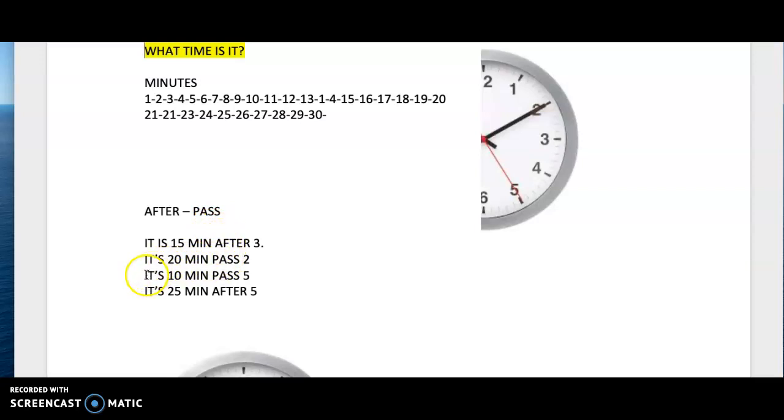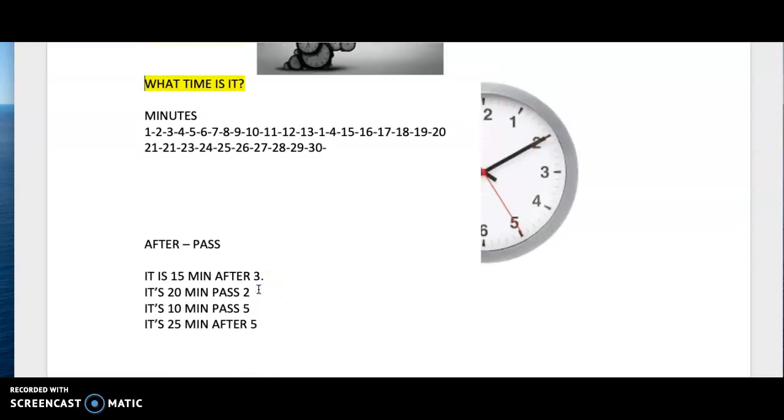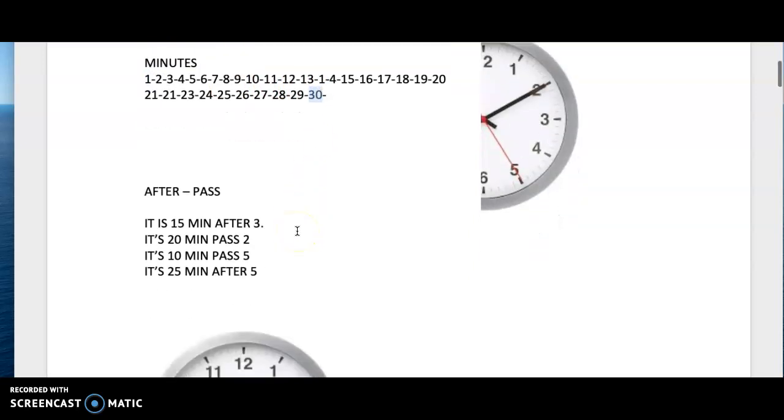And other example is it's 10 minutes past 5. Son 10 minutos pasadas las 5 de la tarde o las 5 de la mañana. It's 25 minutes after 5. Son 25 minutos pasadas las 5. So remember that we can use after or past only from the minute 1 to the minute 30. Okay? Let's have some practice.